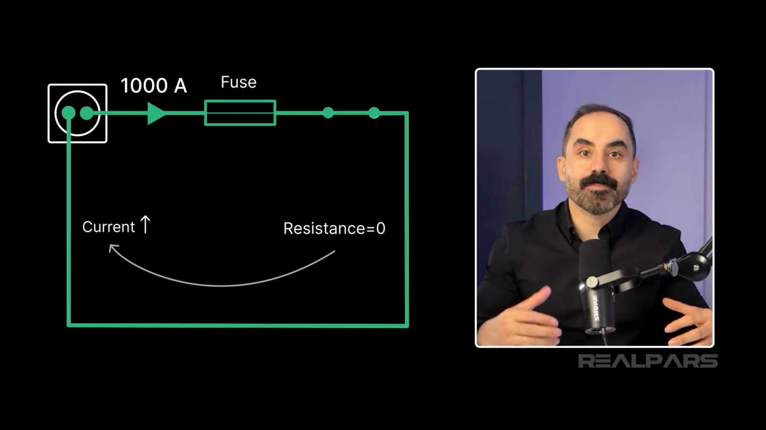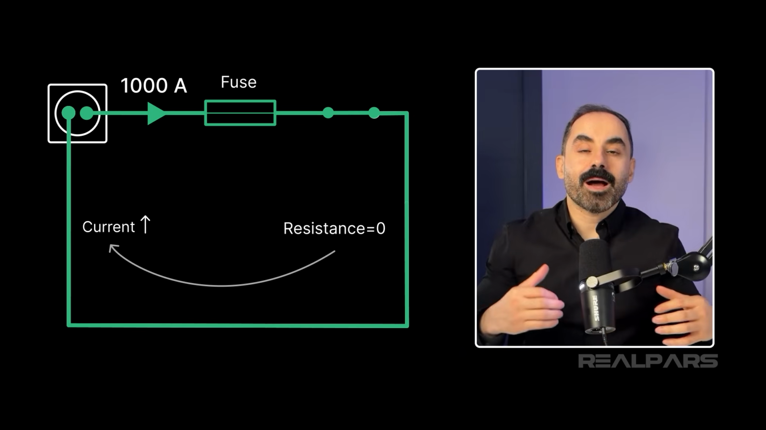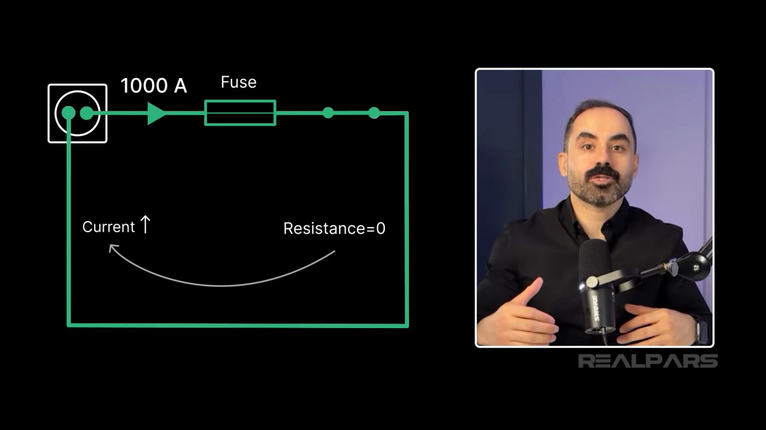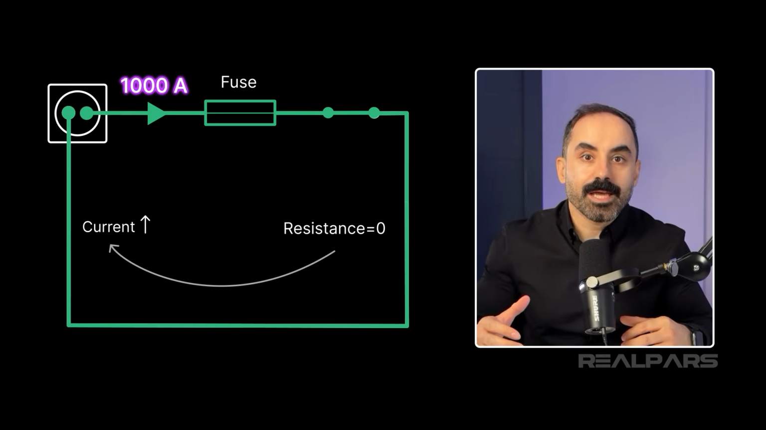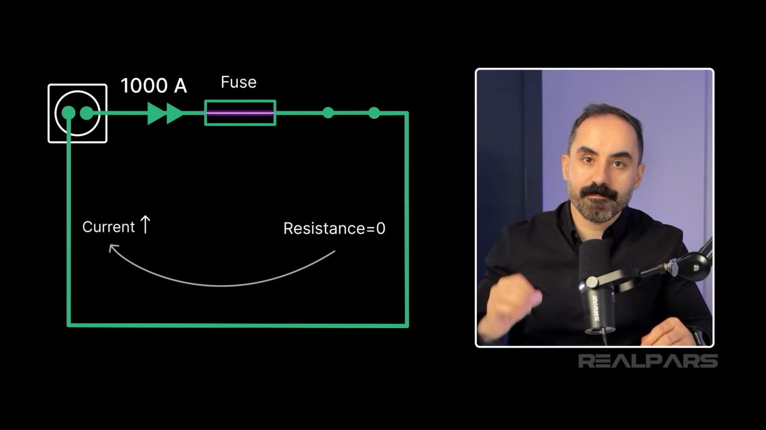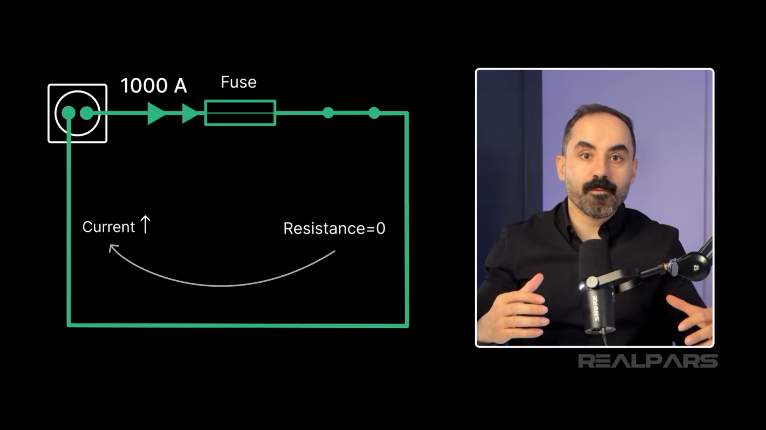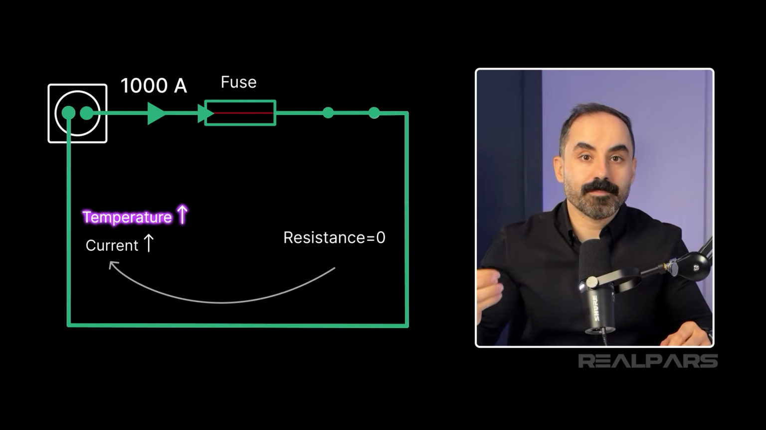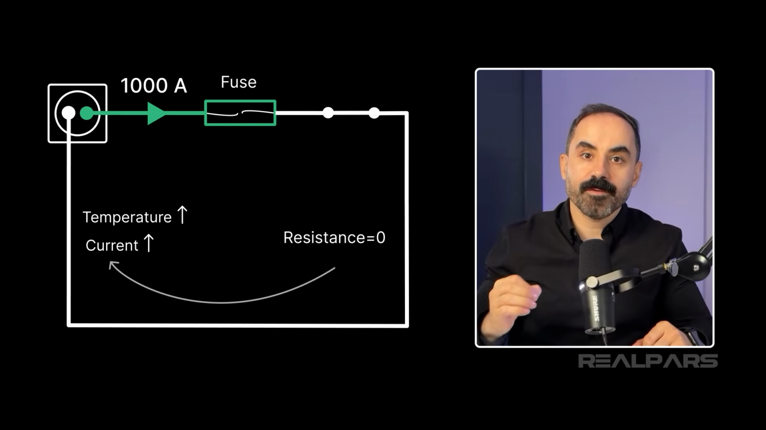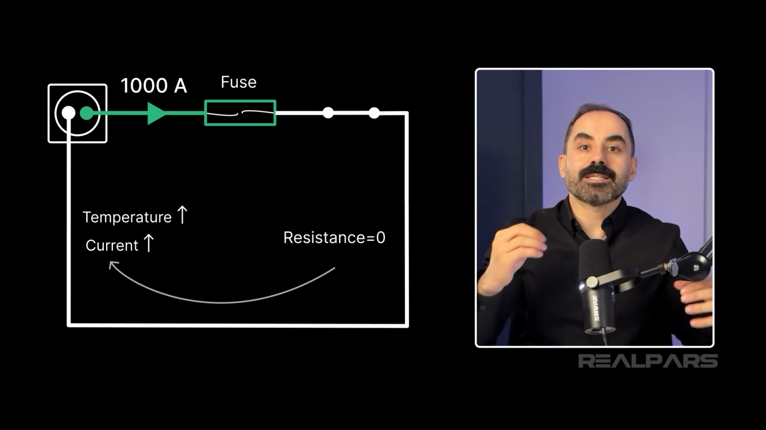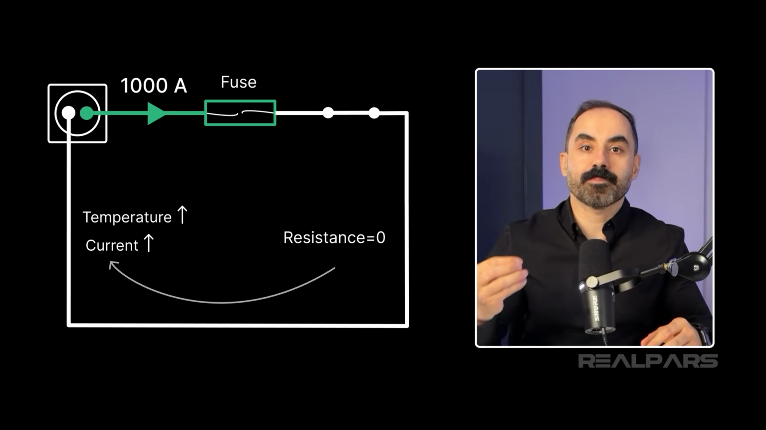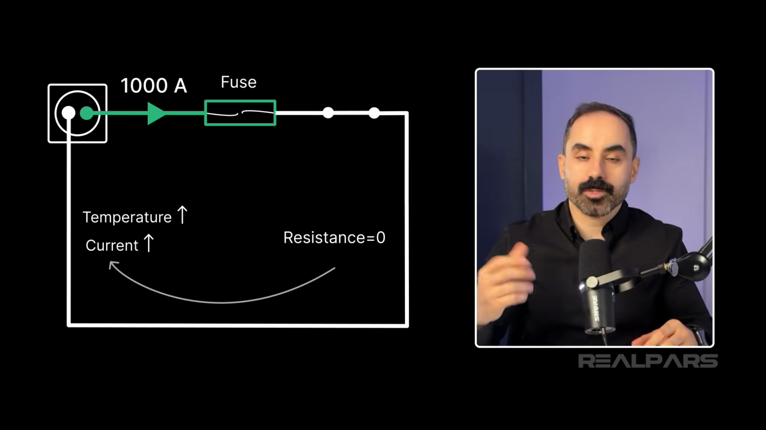But this time there is a difference. This time I have a fuse here. When the fuse is here and the current gets to a 1000 ampere range, this huge amount of current passes through the thin wire within the fuse. And as I mentioned before, high current means high temperature. So the high temperature burns the thin wire within the fuse. And when that happens, the circuit gets disconnected. And that is basically how a fuse can protect the circuit when a short circuit happens.